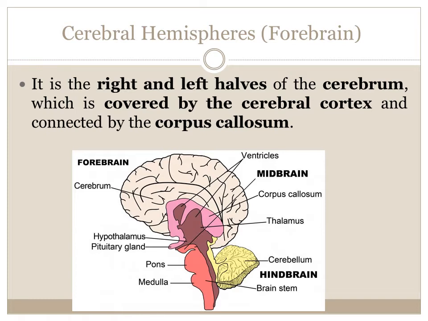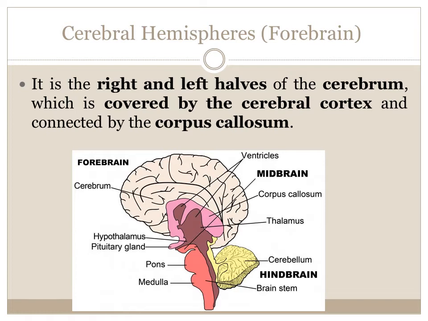As you can see, the big light pink part is what we call the cerebrum. The cerebrum is the front of the brain that consists of the right and left halves. It has a right part and a left part, which others call the right hemisphere and the left hemisphere. And the cerebrum is connected by the corpus callosum.